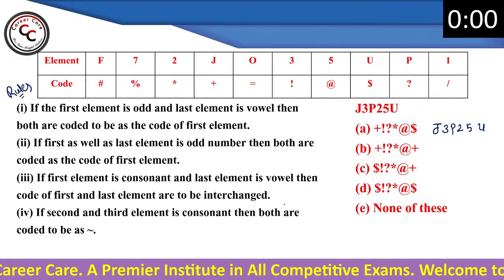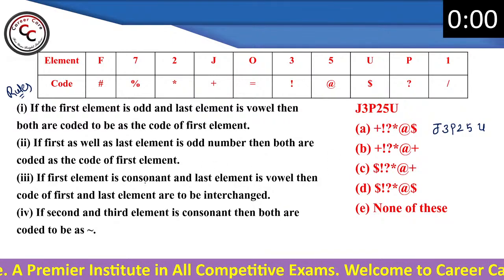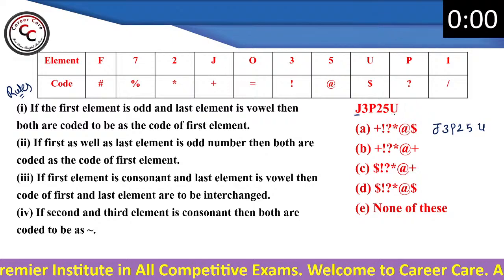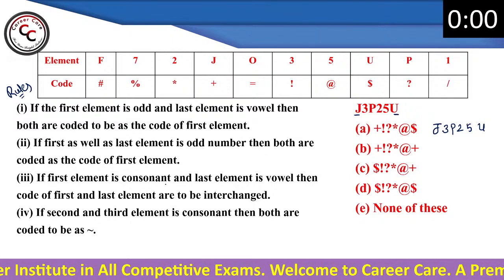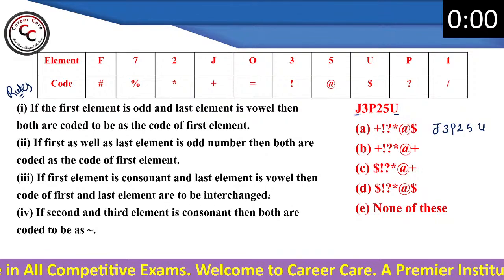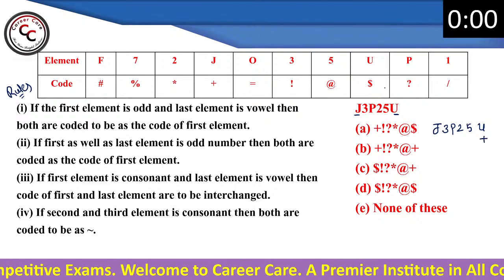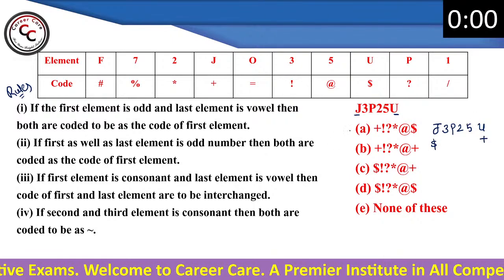Right, time's up. I didn't get an answer so far. Option C, Balu is saying, let's see. Which condition can I activate? C, J is a consonant, U is a vowel. So first element is a consonant and last letter is a vowel. Then code for first and last are to be interchanged. So J stands for plus, so you can write that under U, and U stands for dollar, that you can write under J.